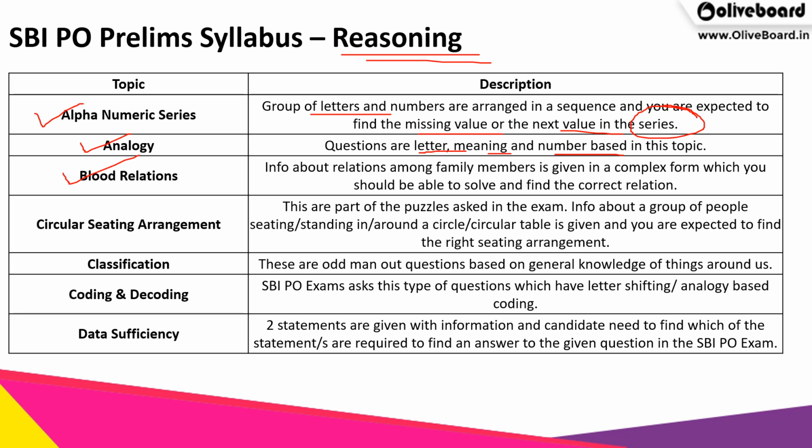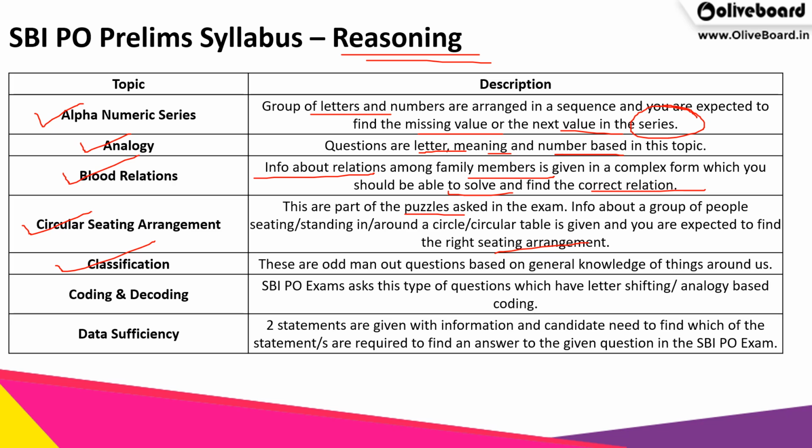Then you have questions on blood relations. So information about relations amongst the family members is given in a complex form, and you should be able to solve it and find the correct relation between the two people. Then you will have circular sitting arrangement based questions. So this is a part of the puzzles that is asked in the examination. So information about a group of people, whether they are sitting or standing, whether they are surrounding a particular table, or in some direction, it can be the north or south, east or west, is given to you, and you have to find the right sitting arrangement.